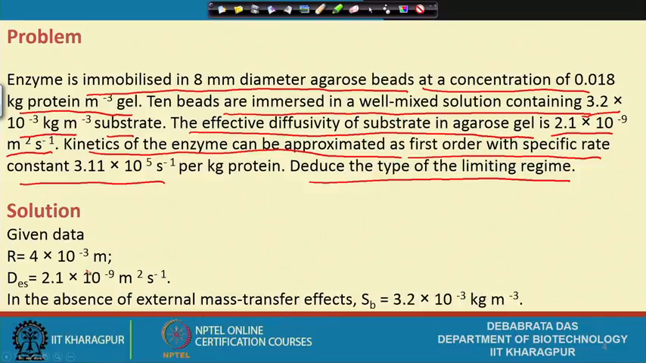This is the R, the size of the particle that is given. This is 8 millimeter. Am I right? This is the diameter of the bead. 8 millimeter means the radius will be, as I showed you before how millimeter can be converted into meter, 4 into 10 to the power minus 3. What is the diffusivity that we have? Here diffusivity is given. Am I right? So, we can write diffusivity. In the absence of external mass transfer, SB equals the substrate concentration that we have, 3.2 into 10 to the power minus 3 kg per cubic meter.